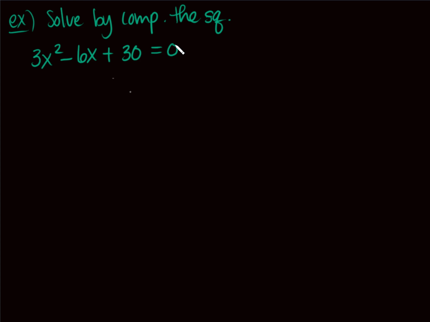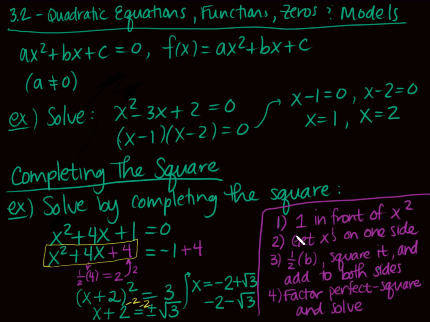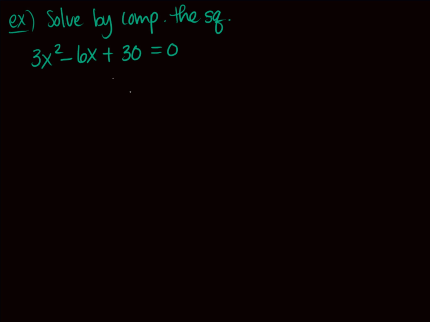Equals 0. Okay, so again, if we look back at our steps here, we need to get a 1 in front of the x squared term. That is always, always, always your first step. So what I'm going to do is divide everything by 3. All sides of the equation, I'm going to divide it by 3. So we get x squared minus 2x plus 10 equals 0.